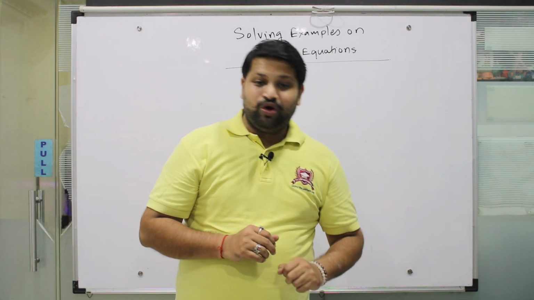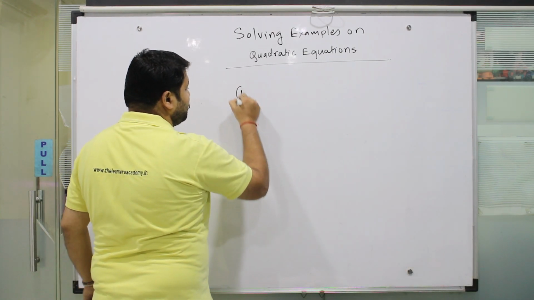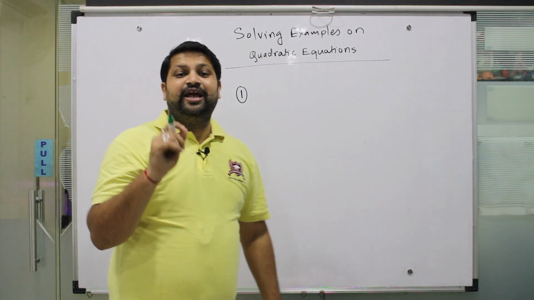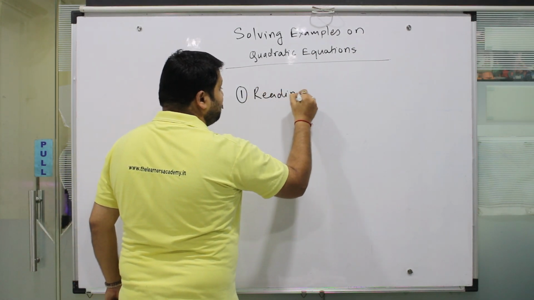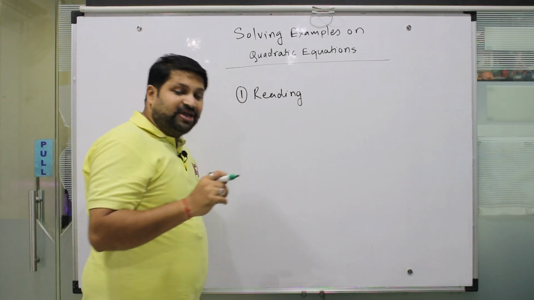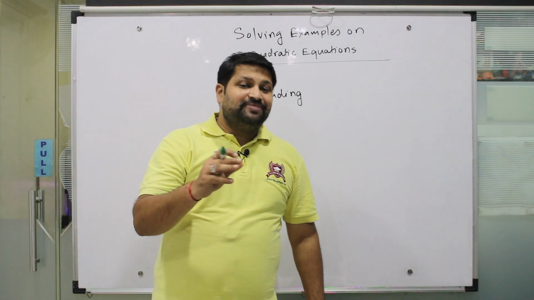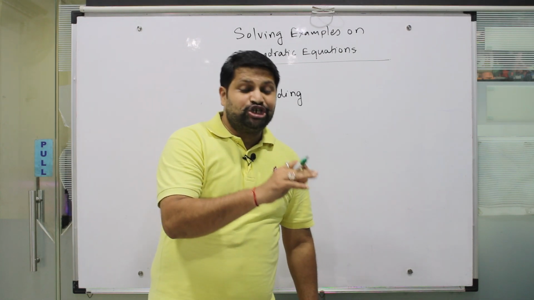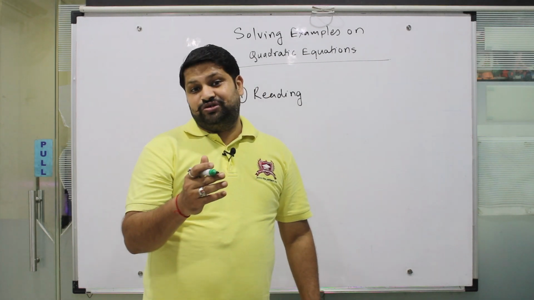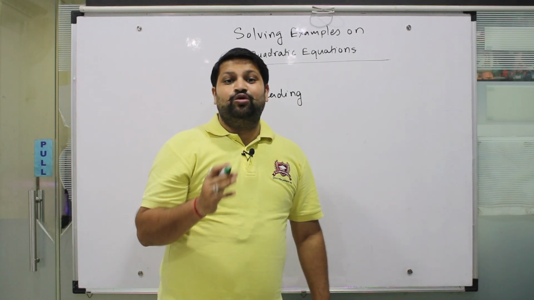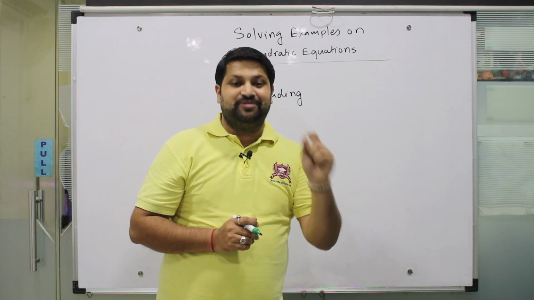So how would we go about solving this? First thing is reading. Reading is very crucial here. First thing is reading the problem correctly. Many students make an error while reading the problem. Sometimes instead of reading addition, they read subtraction. Multiplication, they read division, and things go haywire after this. So it is very crucial that you read the problem correctly.